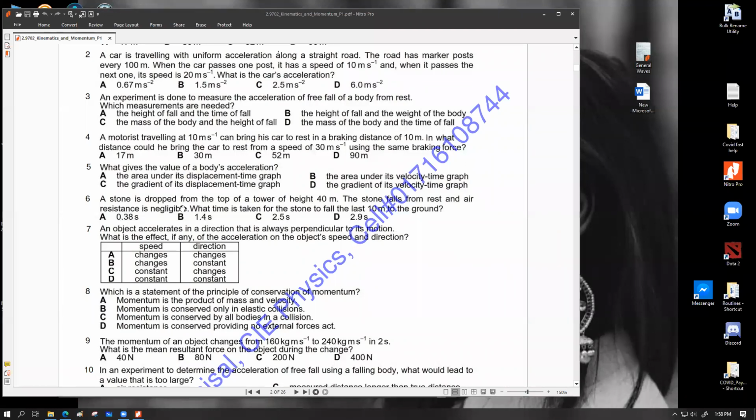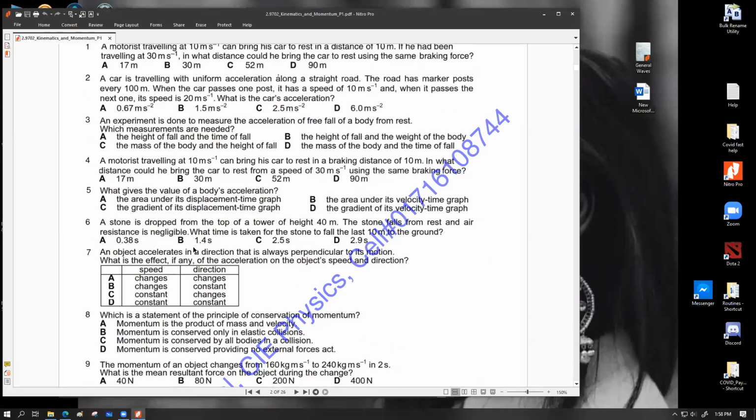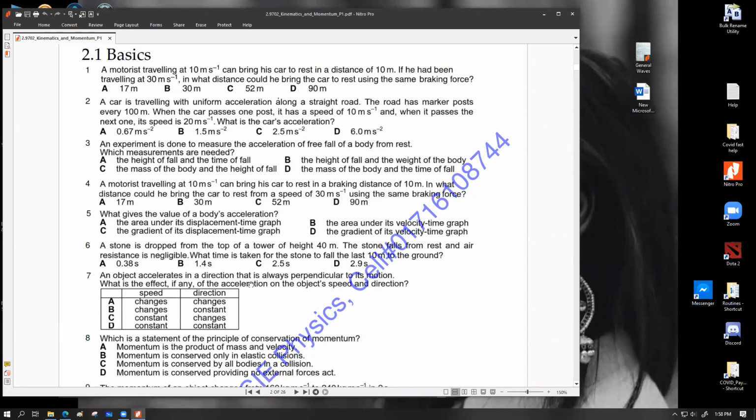Okay, question number 7. An object accelerates in a direction that is always perpendicular to its motion. What is the effect, if any, on the acceleration of the object's speed and direction? Read the first sentence. An object accelerates in a direction that is always perpendicular to its motion, which means it has to be circular motion. Because only in the case of circular motion are the object's velocity and acceleration always perpendicular to each other.